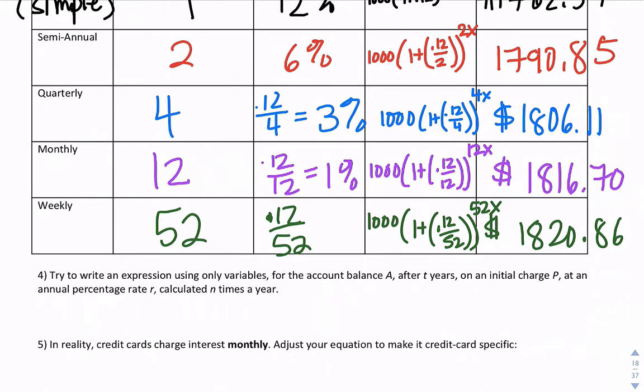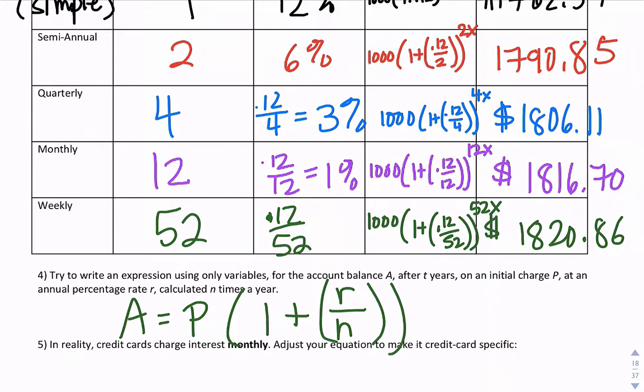1820.86. All right, so it says try to write an expression using only variables for the account balance A after T years and initial charge P, adding an annual percentage rate R calculated N times a year. So essentially we're just taking this and putting it into an equation. So here's what it looks like. All right, so the amount A equals our starting balance times 1 plus our rate divided by how many times a year, to the power of NT.